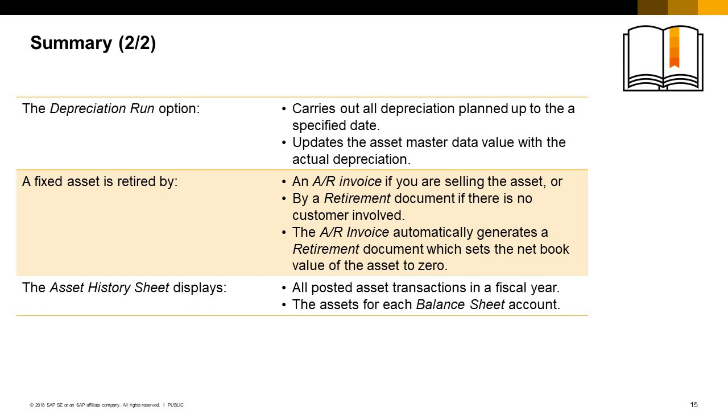A fixed asset is retired by an AR invoice if you are selling the asset, or by a retirement document if there is no customer involved. The AR invoice automatically generates a retirement document which sets the net book value of the asset to 0. The asset history sheet displays all posted asset transactions in a fiscal year and the assets for each balance sheet account.